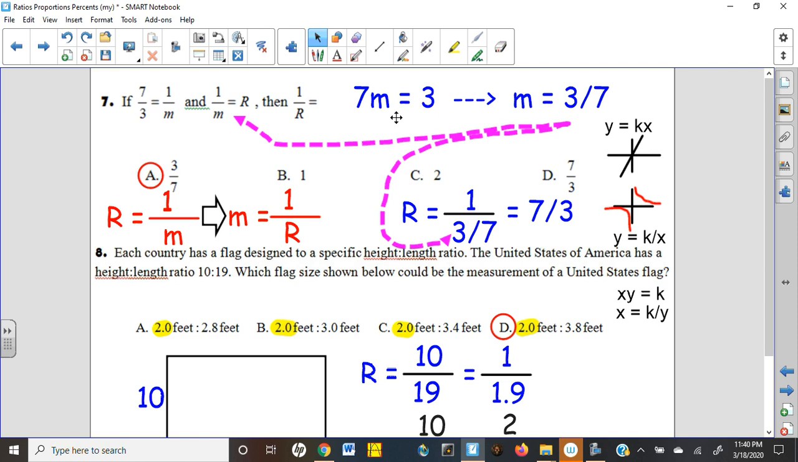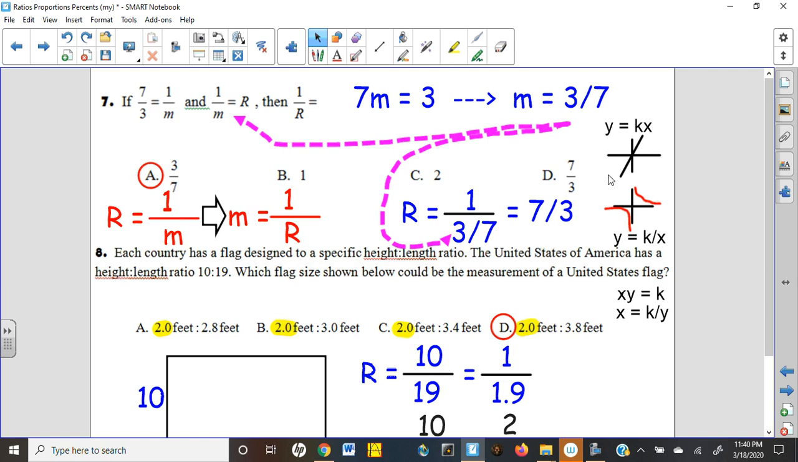Okay. Now, another way of looking at this would be to, once again, cross multiply 7m equals 3, m equals 3/7, and then realize, oh, r is 1 over m. I could put the 3 in there, figure out that 7/3 is the reciprocal, so the reciprocal of 7/3 is 3/7.